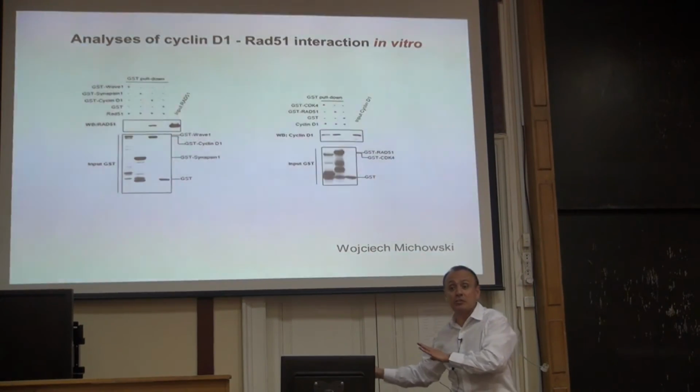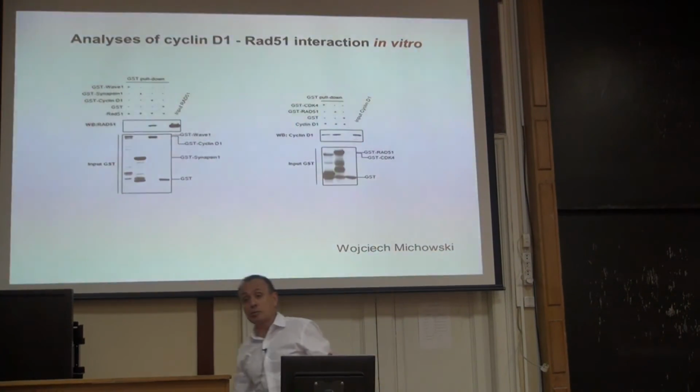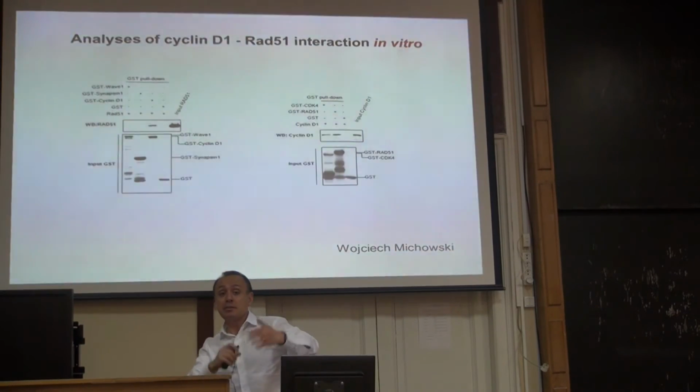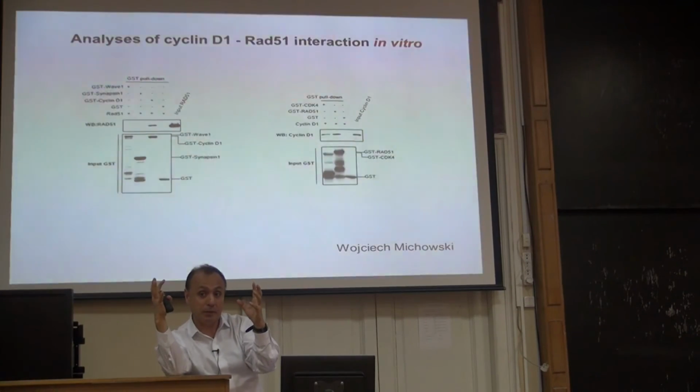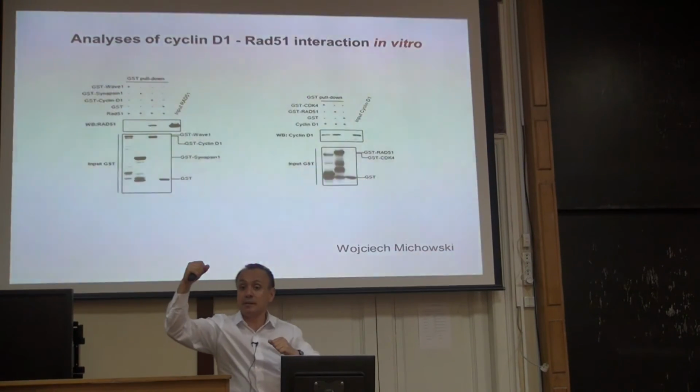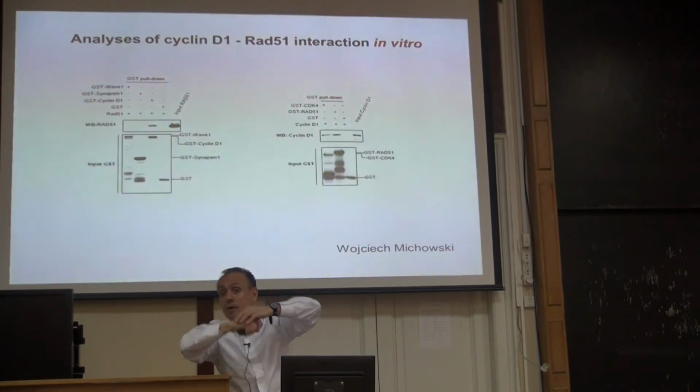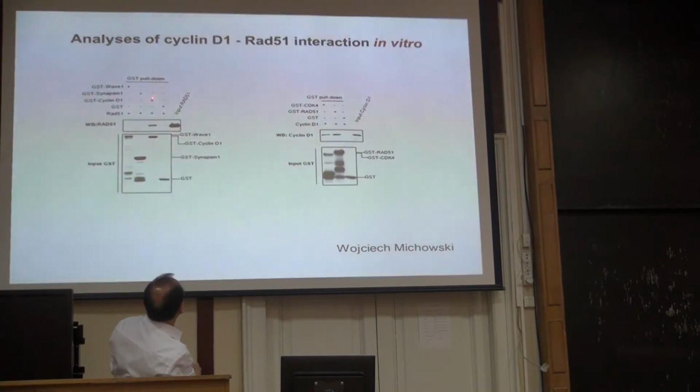Now, Wojtek Michowski actually asked whether the cyclin D1-RAD51 interaction is direct or indirect. What I've shown you is that when you do immunoprecipitation Western blotting, they bind, but it doesn't mean this is a direct interaction, right? There could be another protein bridging them together. So Wojtek Michowski took purified cyclin D1 and purified RAD51, mixed them, and found that they bind to each other.